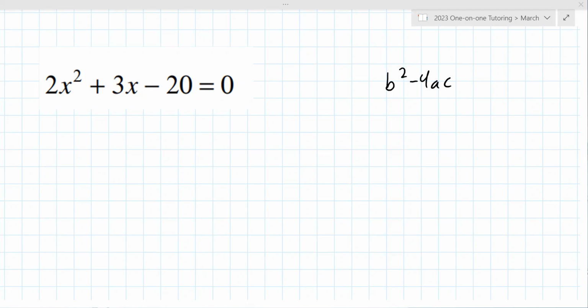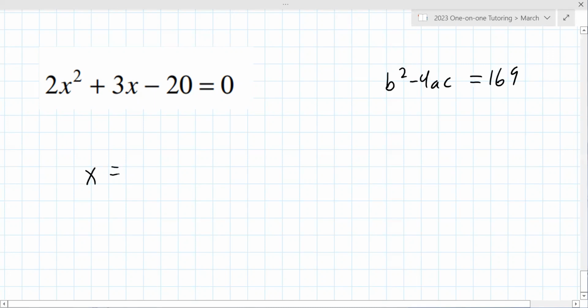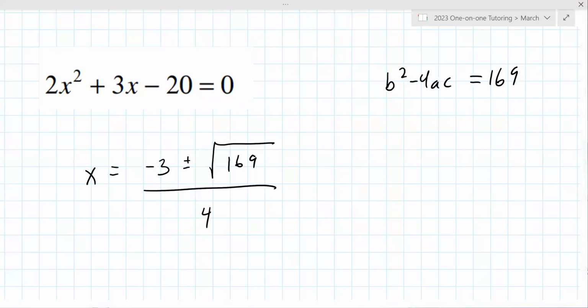I got it. What did you come up with? 169. Yes, very good. So I want you to finish off the rest of this formula. I'll help here though. It's minus b plus or minus the square root of 169 over 4. So just carry that out the rest of the way, and then we'll look at some more difficult problems here in a moment.